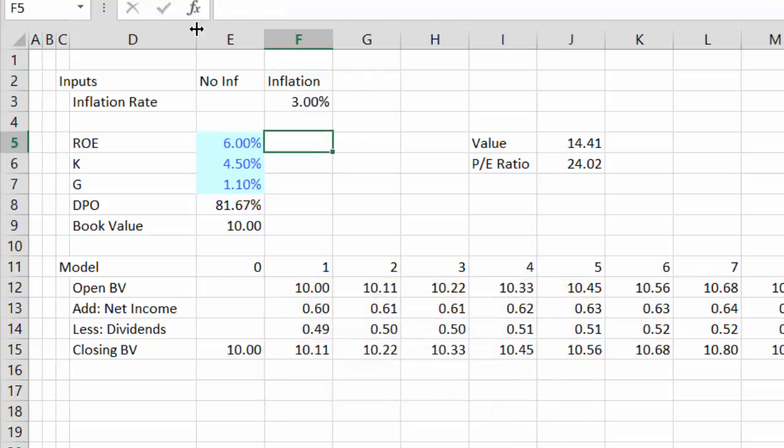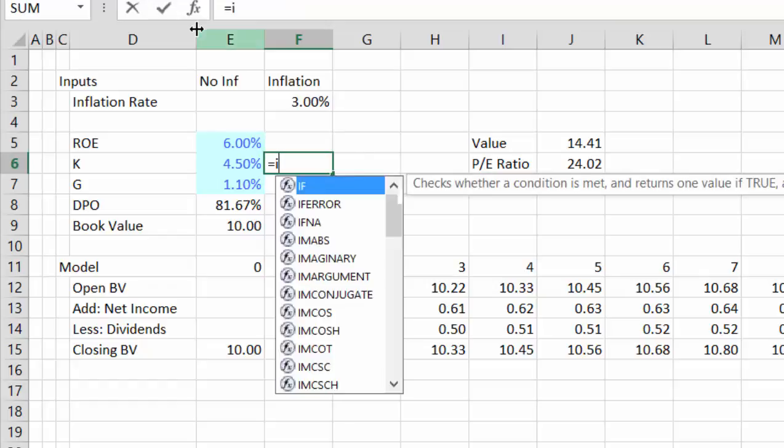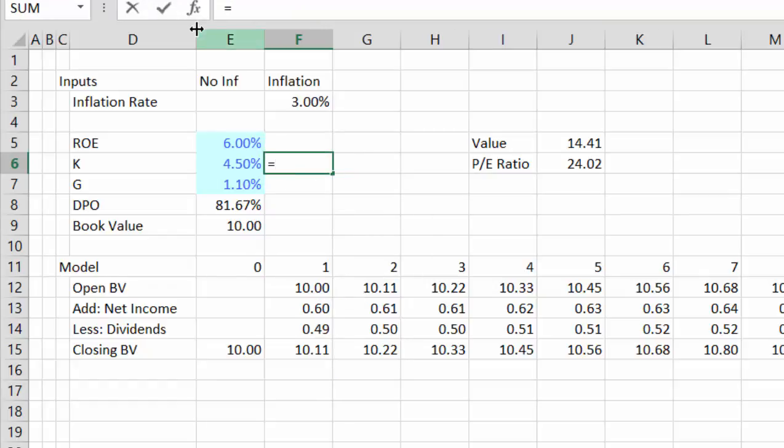Okay. This is going to be this one plus the inflation. Well, let's stop that one. I can't copy this down now. This one times 1 plus the inflation. Cost of capital is going to go up. And I got this wrong.